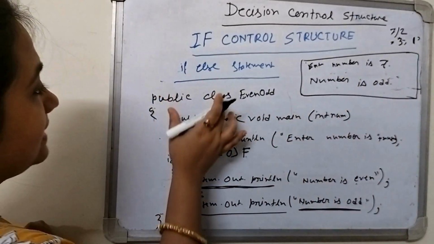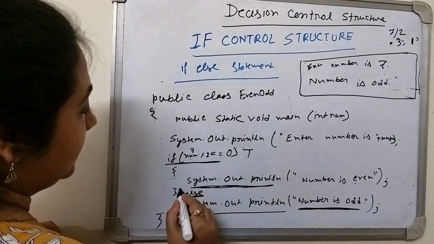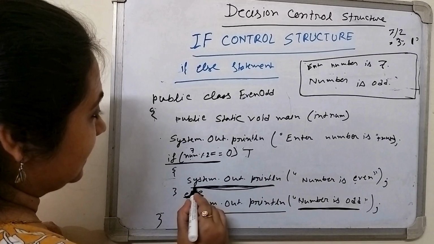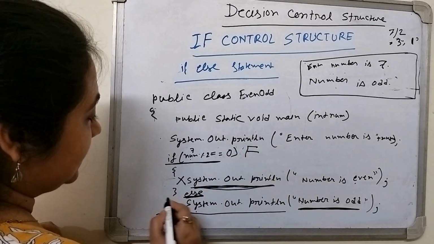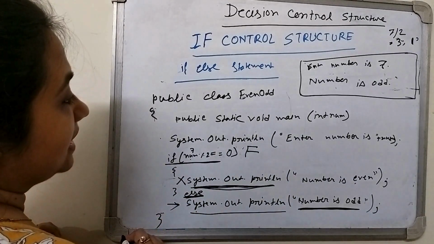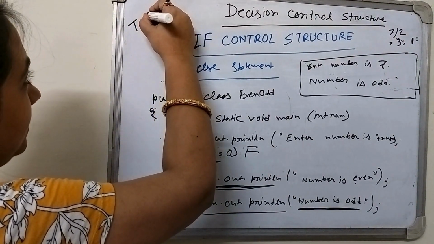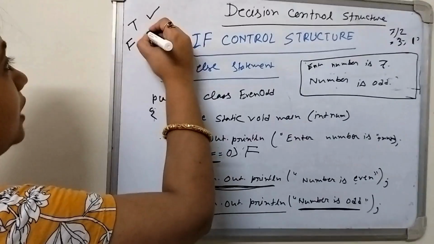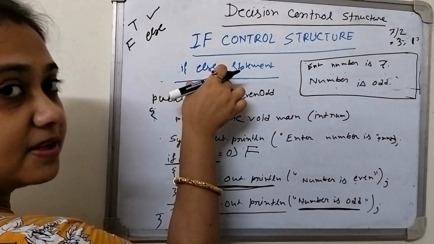So in this if else statement, if the if portion is true, then this portion will be executed. If it is false, then this portion will not be executed, and the else portion will be executed. If the if portion is true, then the if portion will be executed; if it is false, then the else portion will be executed in the if else statement.